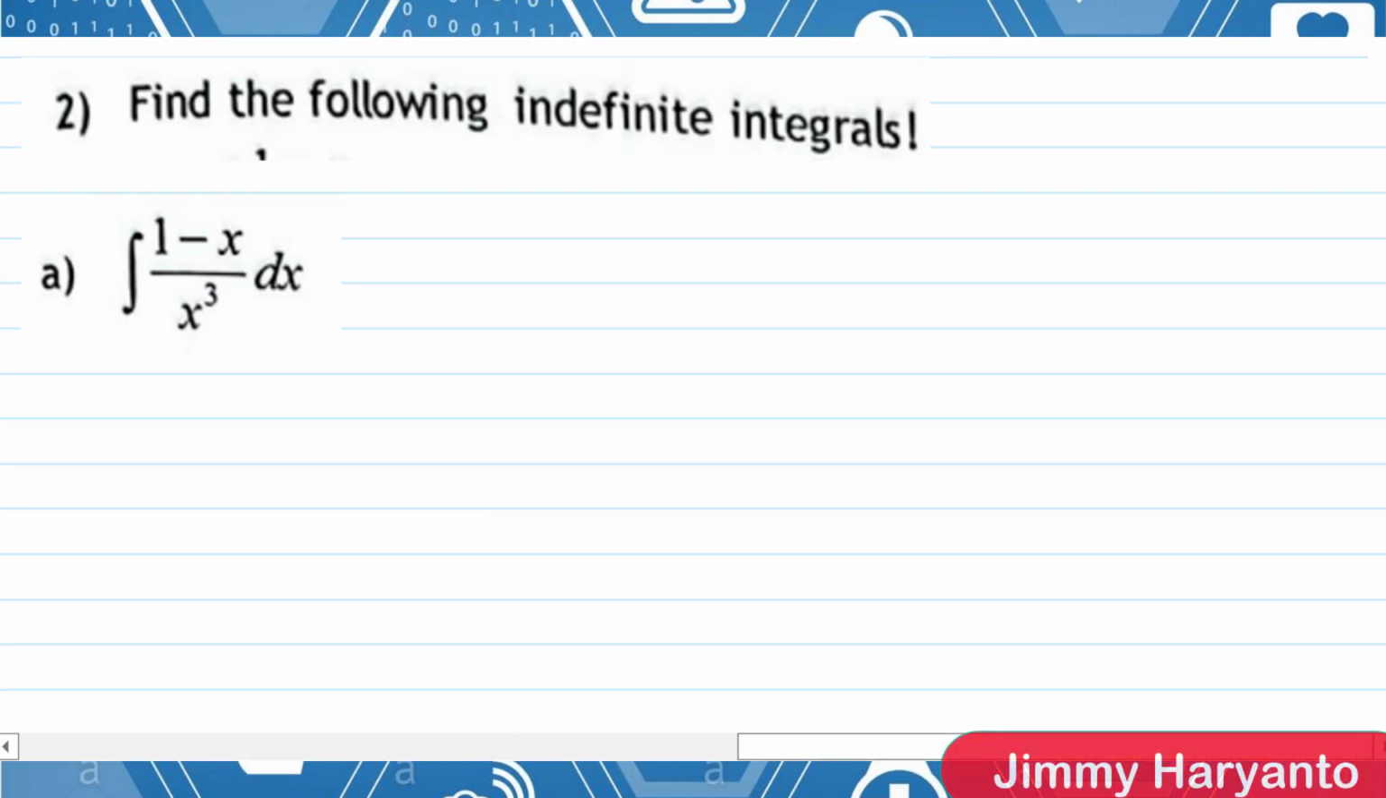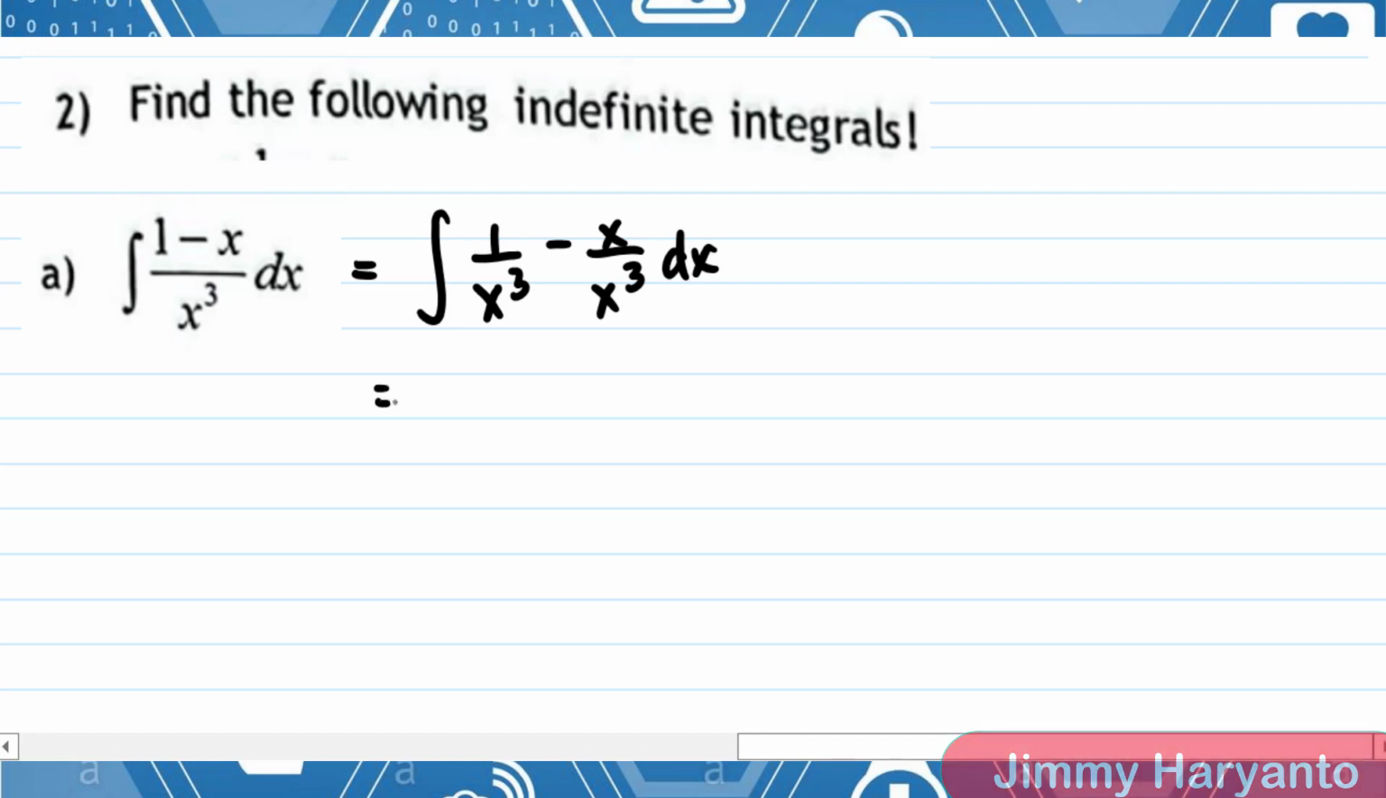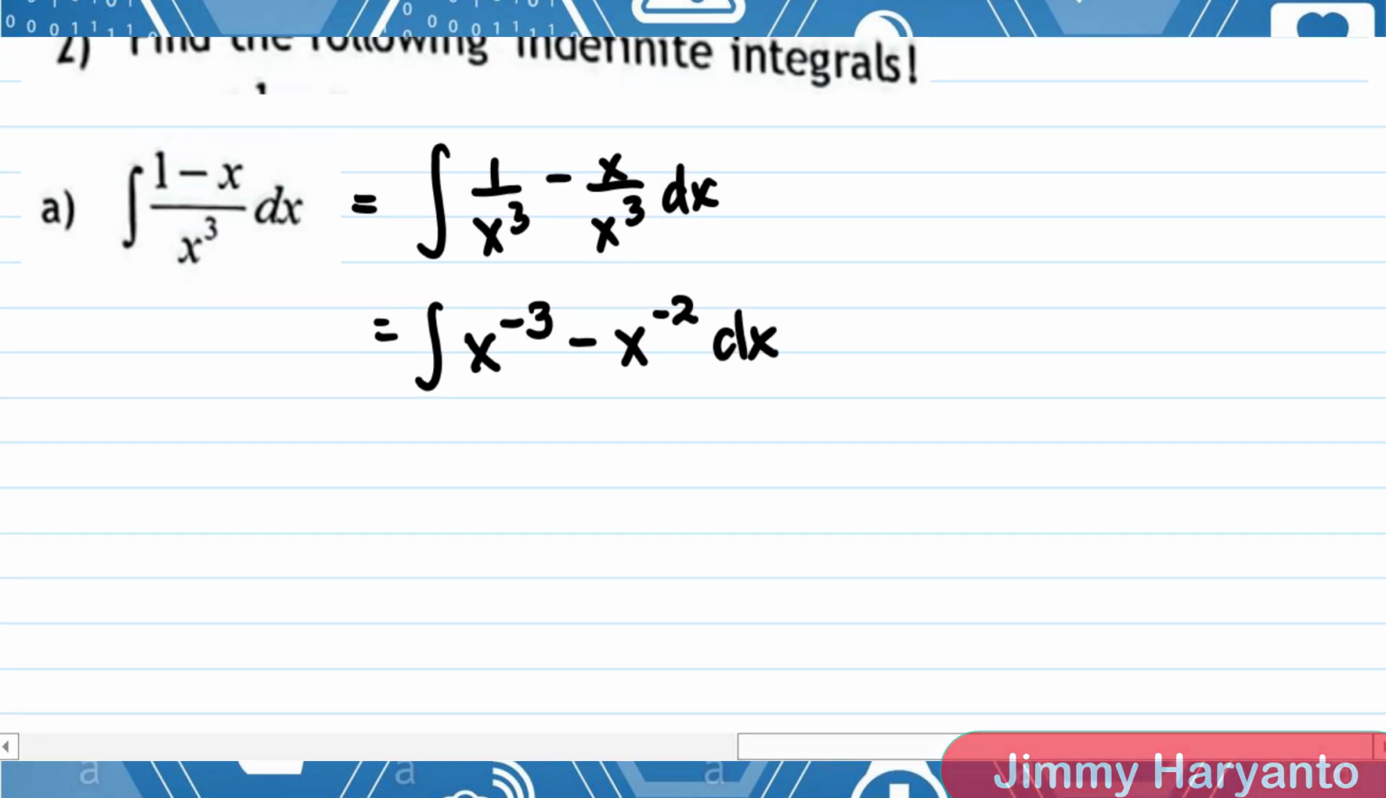For number 2, we have integration of 1 minus x over x cubed. That means we have to divide them first. 1 over x cubed minus x over x cubed dx. So for the first one, I will have x to the power of negative 3. For the second one, I will have x to the power of negative 2. Yeah, you have to minus the powers. And then we can integrate it directly like this.